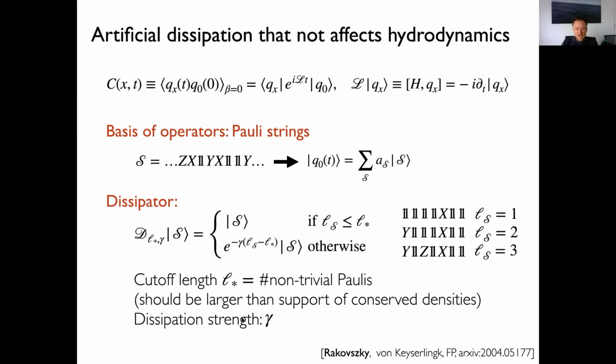And if we just simulate Hamiltonian dynamics, then we want the cutoff length to be longer than the support of the conserved quantities. For example, if we have energy conservation of a Hamiltonian, like a 2-spin Hamiltonian, then we need to choose L star equals 2.